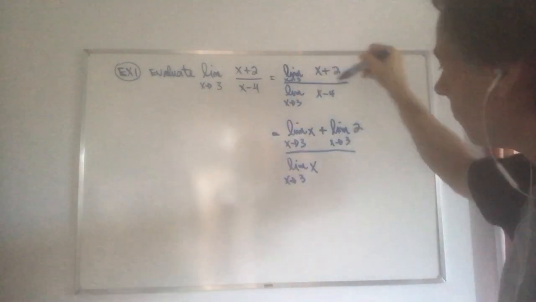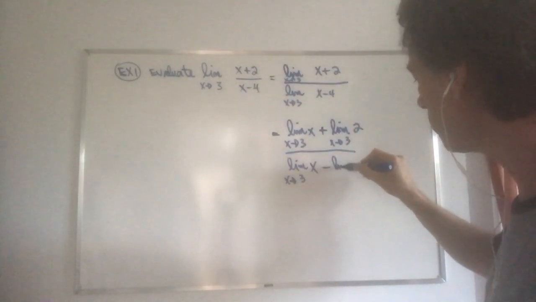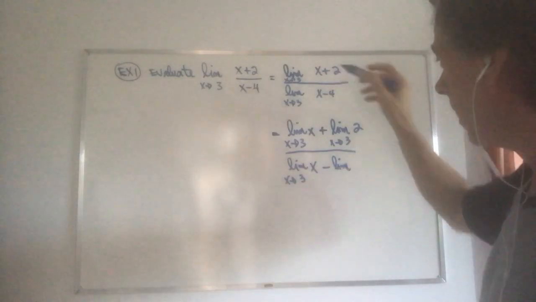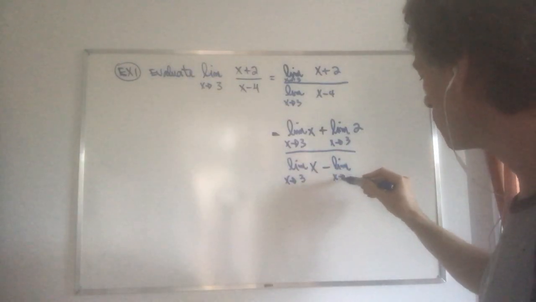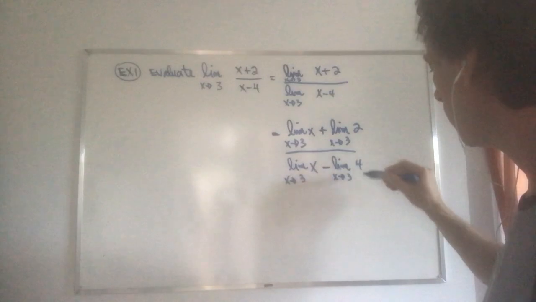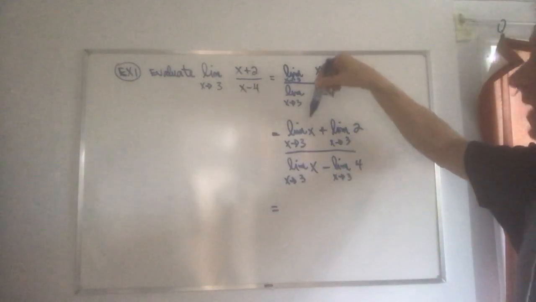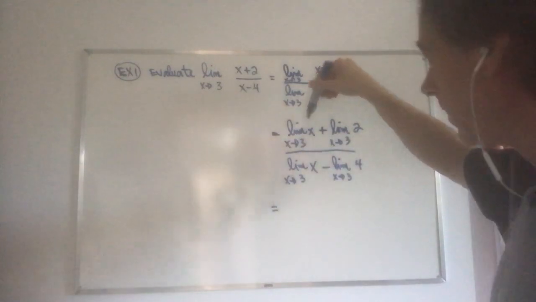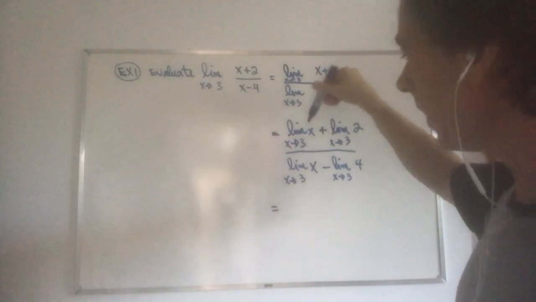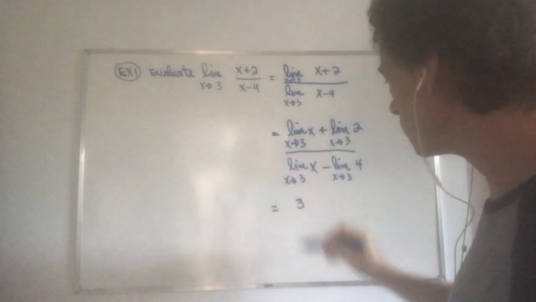So I'll do the same thing for the denominator. I'll split the difference into two limits. Okay. Now, the limit as x approaches 3 of x. That's really like rule number 2, right? mx plus b, though the b is 0 and the m is 1. So I can replace this by 3.